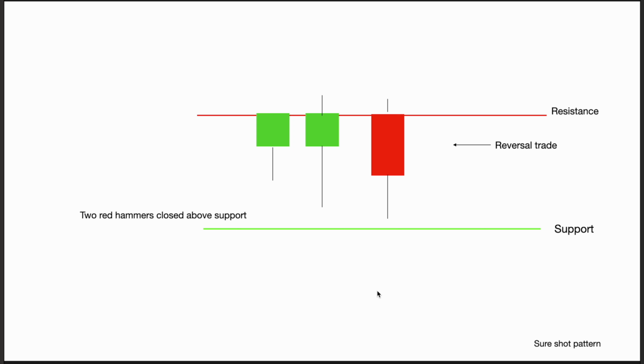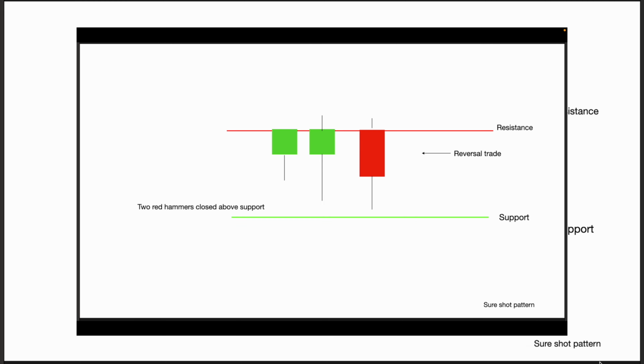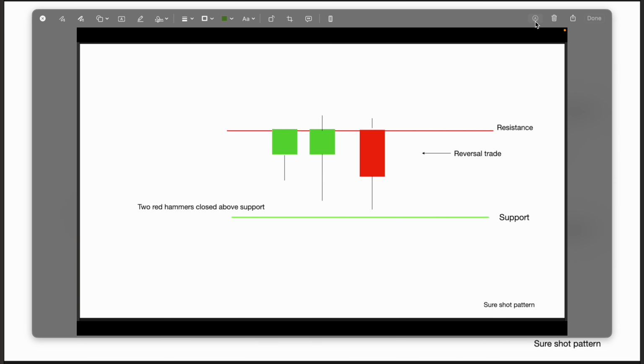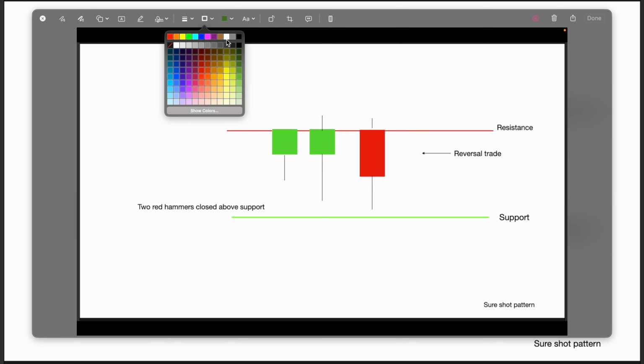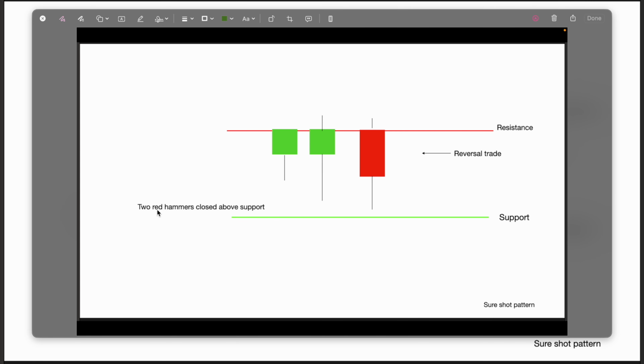Okay, the first type of pattern is two green hammers, which closed below our resistance area. If you see here, I have drawn a picture, so that will be very easy for you to understand. There's a little bit of a mistake in this chart, so there's written two red hammers, but no, two green hammers which closed below our resistance area. Okay, what is a hammer candle? A hammer candle has longer wicks than the body.